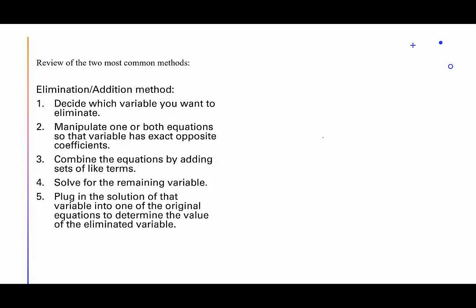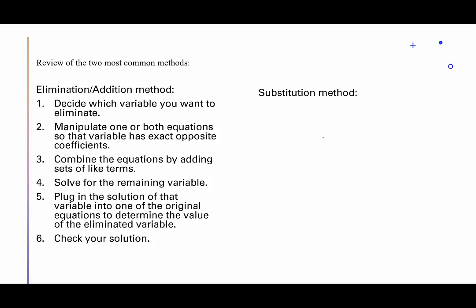To find that other variable, plug in the solution of that variable into one of the original equations to determine the value of the eliminated variable. And then always check your solution. So for a system of linear equations in two variables, we should have two parts to the solution. Most commonly an x part and a y part, which you can write as an ordered pair. You can always plug those in, make sure that it's a solution to both given equations in the system.